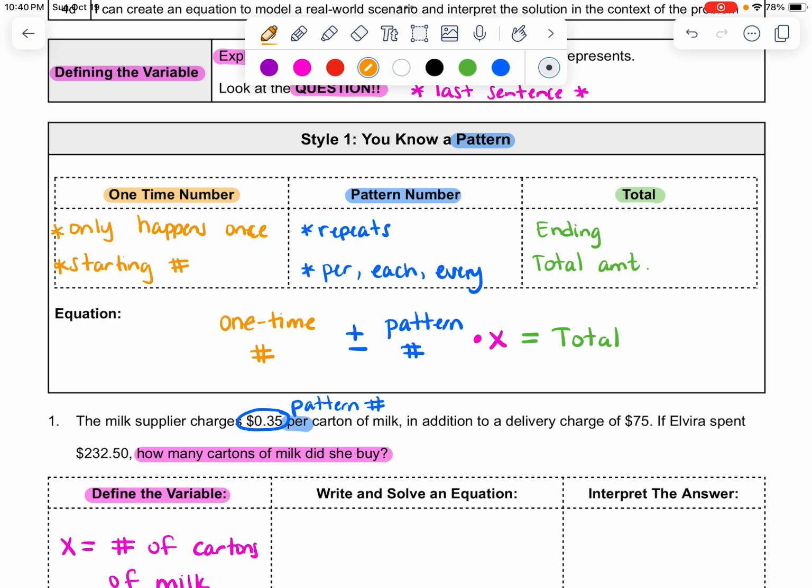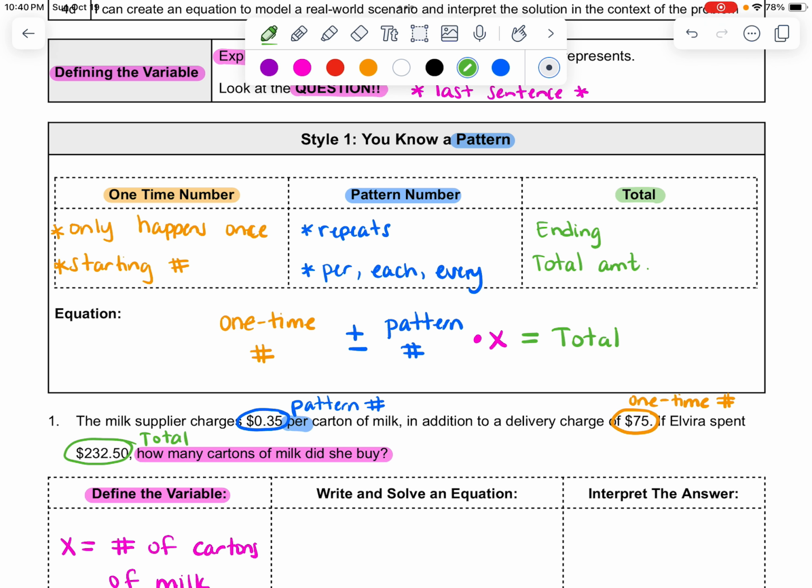The second number is a delivery charge. Now a delivery charge is something you only have to pay once. So this would be a one-time number. You don't have to pay a delivery charge on every single item. You pay it once for the whole shipment. The last number over here is the total amount that she spent. So I'm just going to circle it and label it total.